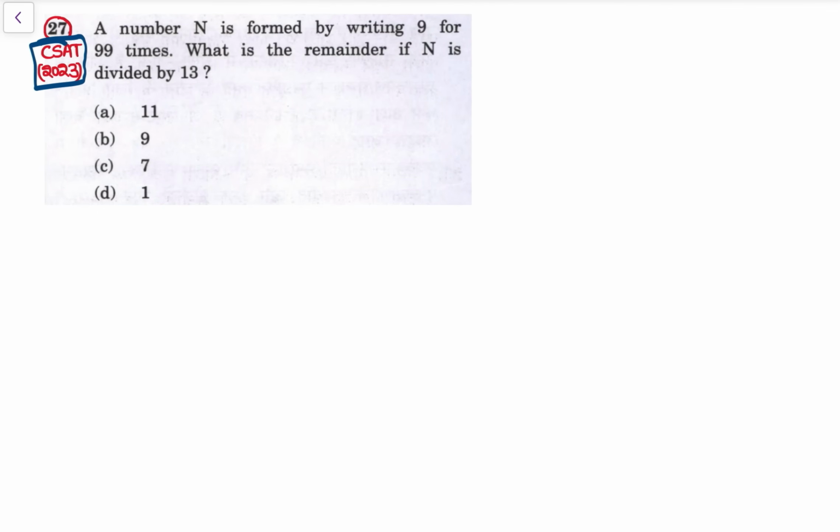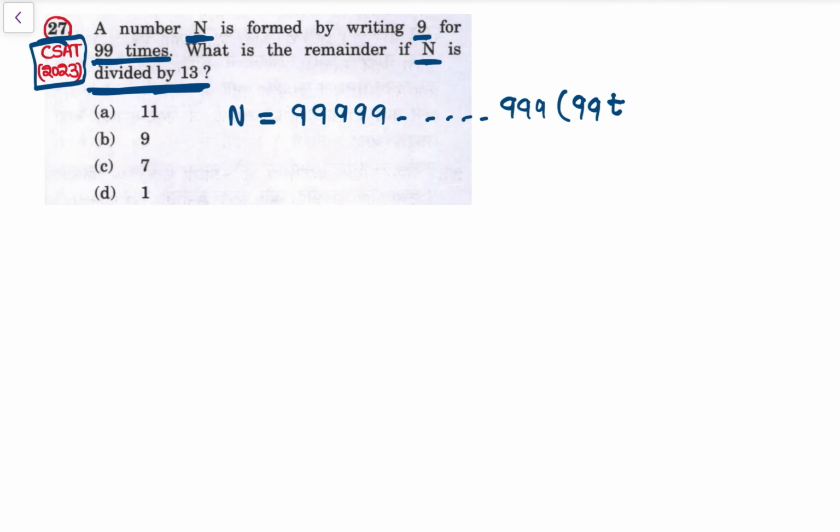The number n is formed by writing 9 for 99 times. What is the remainder if n is divided by 13? If divided by 13, what will be the remainder? See, what is the question? A number n is formed, so n is formed by writing 9 99 times. So 9999 and so on, 999, how many times did we write? 99 times.